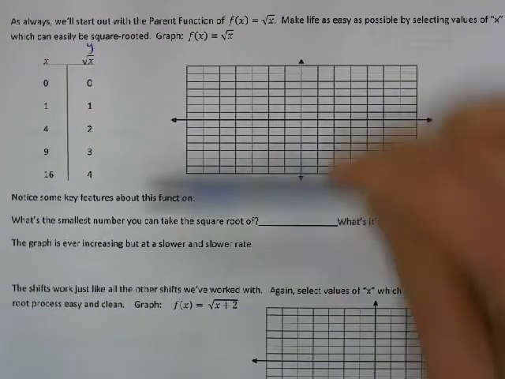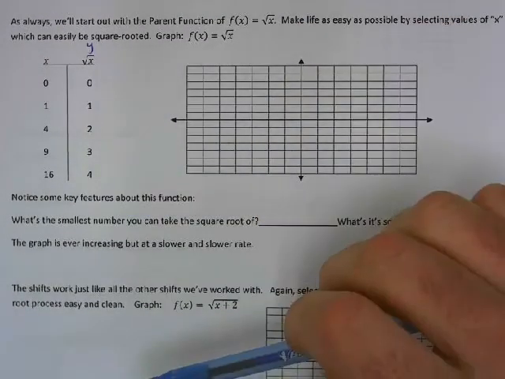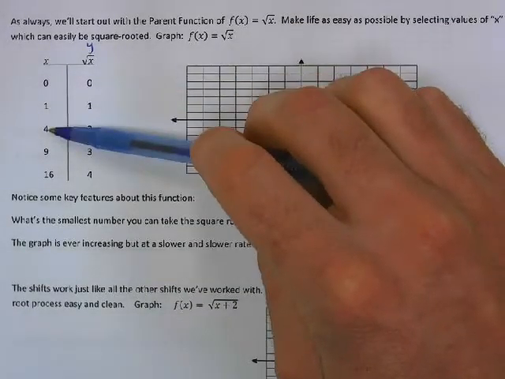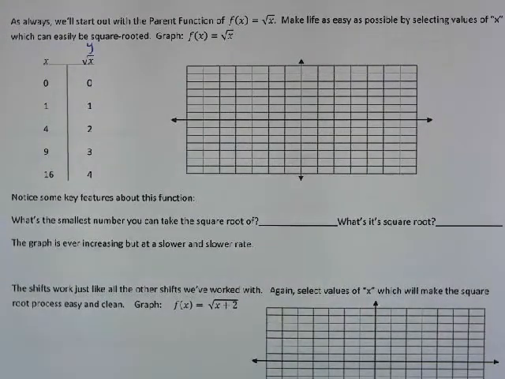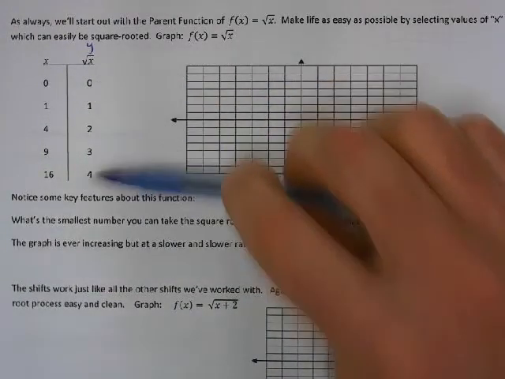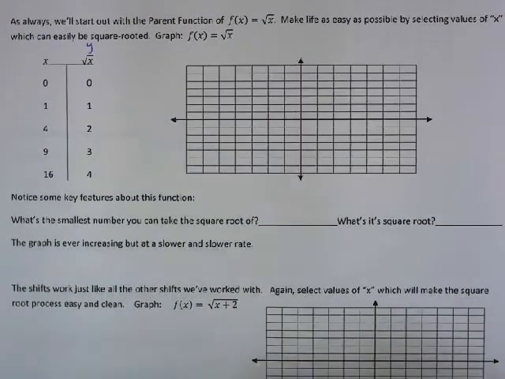So for this first table, then they pick the numbers for us. They pick 0, 1, 4, 9, and 16. Now, why did they pick those numbers? Well, those are all perfect squares. So they give us whole numbers for answers, and that's what we want. Those are easier to graph.